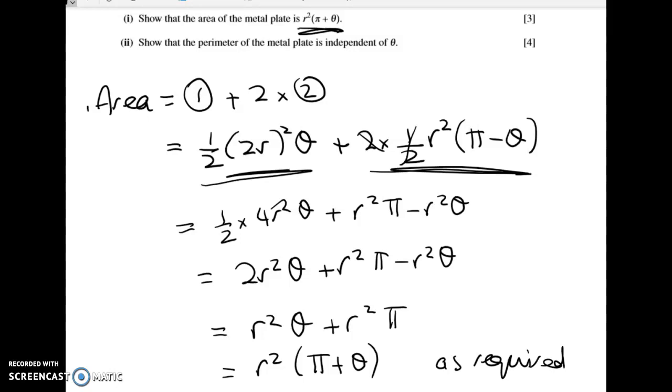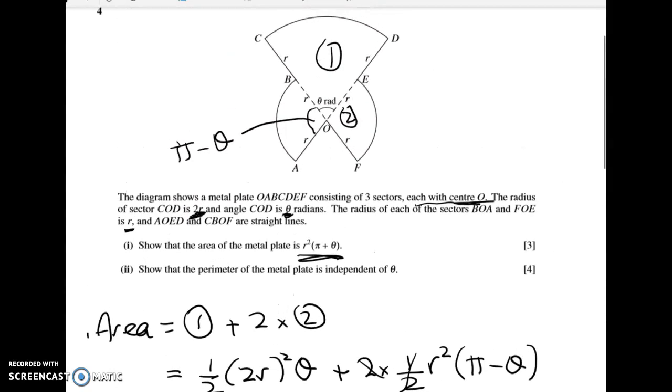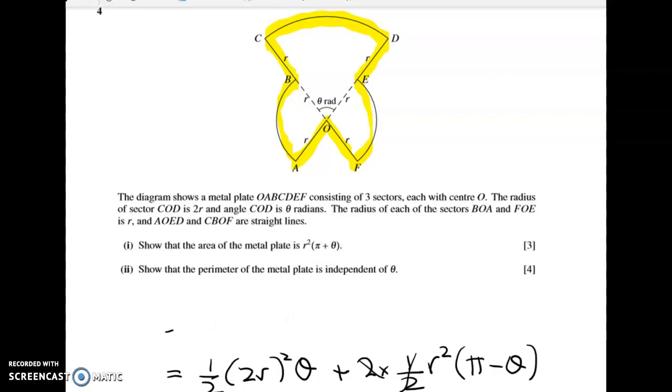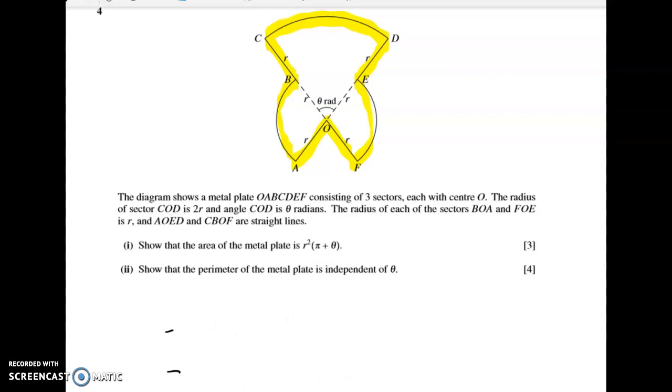Now the perimeter, we have to show that it's independent of theta. To find the perimeter, I'm going to use the arc length formula, but don't forget that the perimeter is not just these arc length bits. It's also the other edges, the straight edges of the metal plate. So it's really easy to forget about that and waste a bit of time until you've realised what you've done. Okay, so let's now find the perimeter. And if you remember the arc length formula, this is a really easy question.